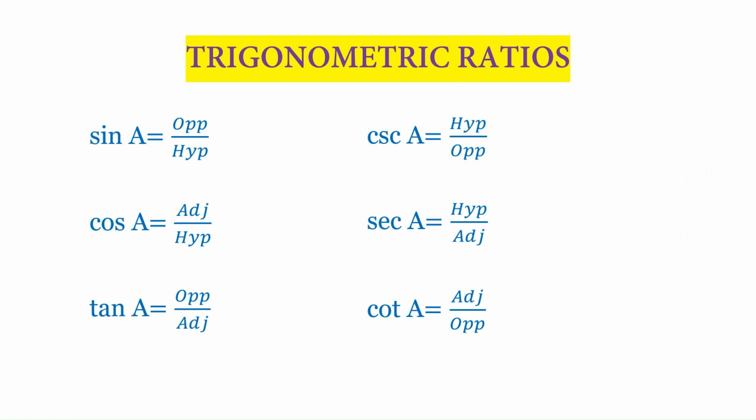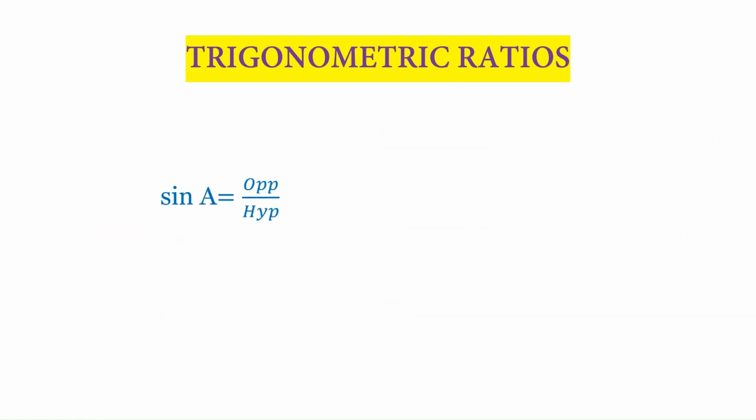Now these ratios are also related to one another. Let us see that. If we take sin A, it is opposite upon hypotenuse, whereas cosecant A is hypotenuse upon opposite. We can observe here that cosecant A is the reciprocal of sin A. So we can write sin A is equal to 1 by cosecant A.